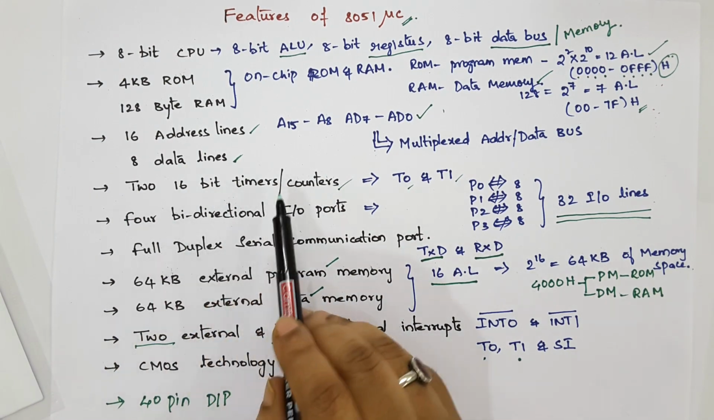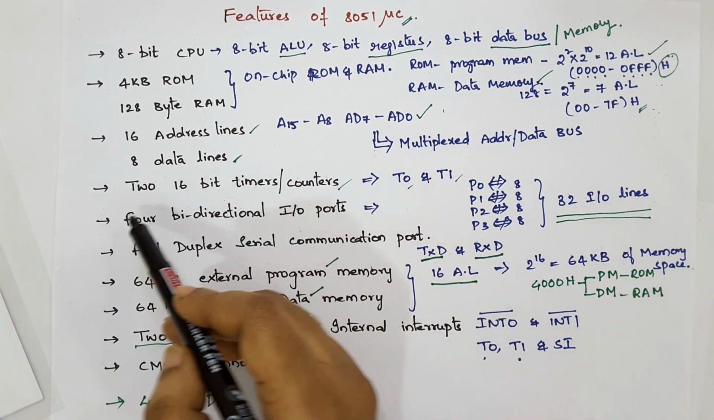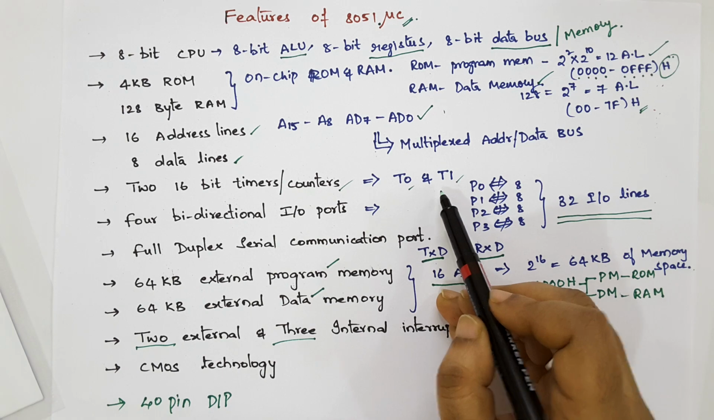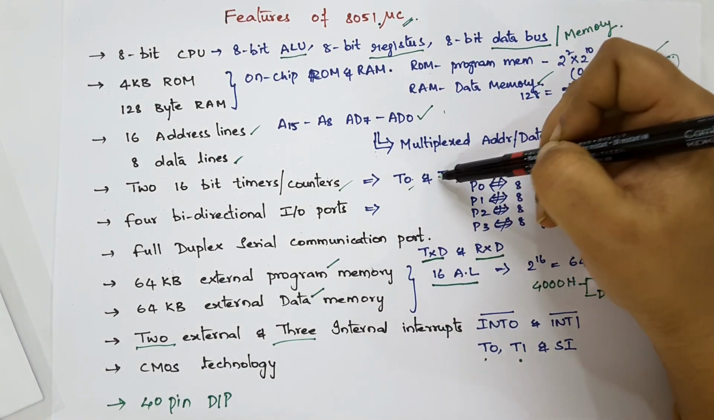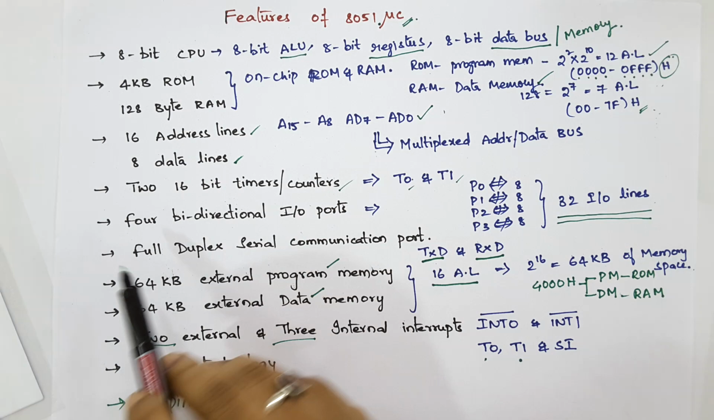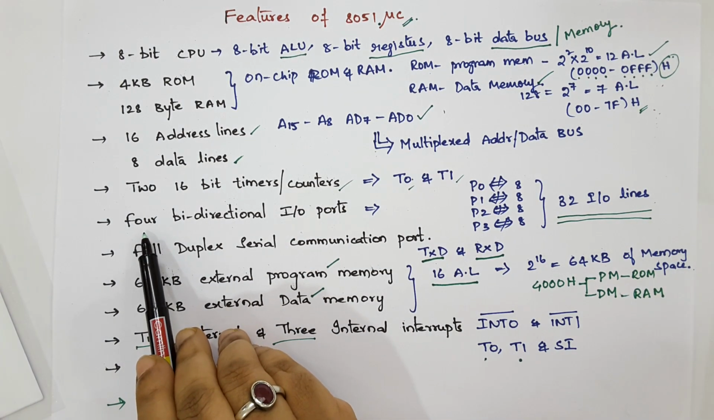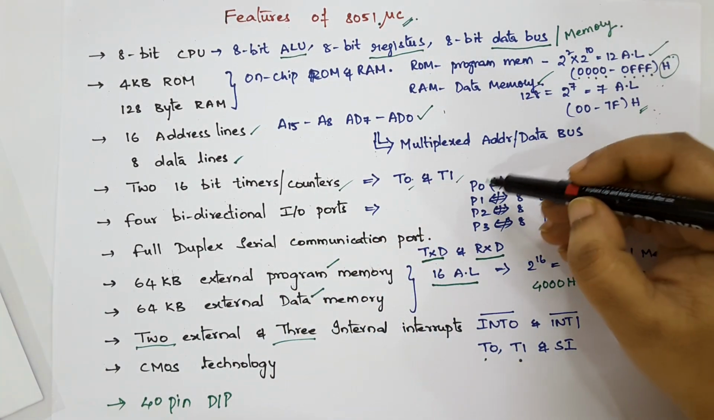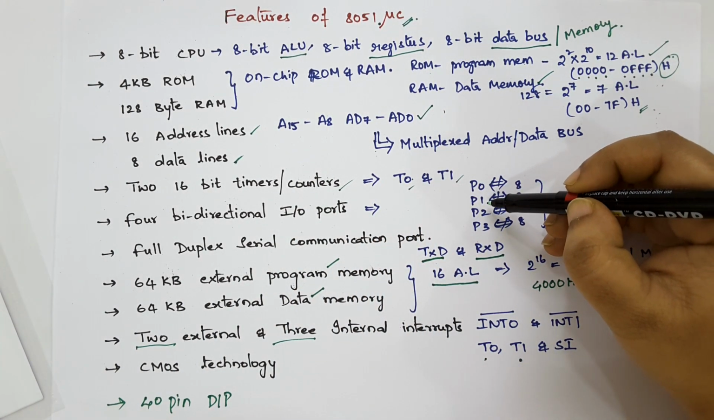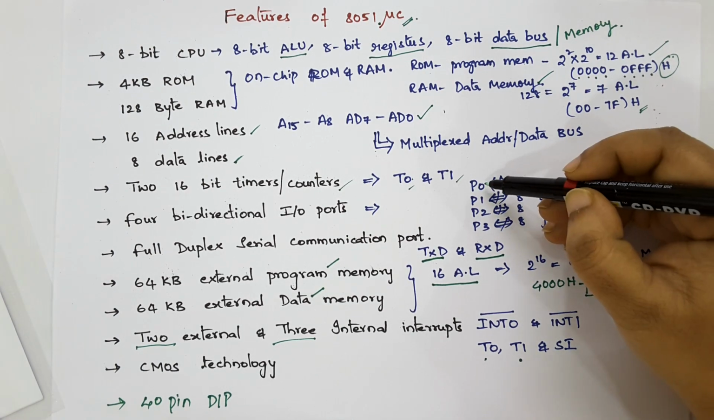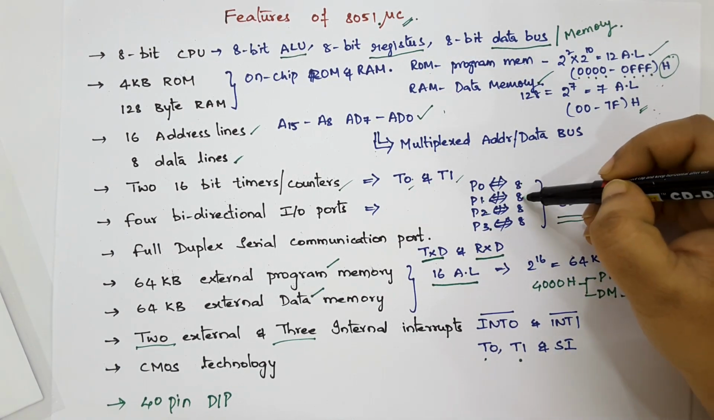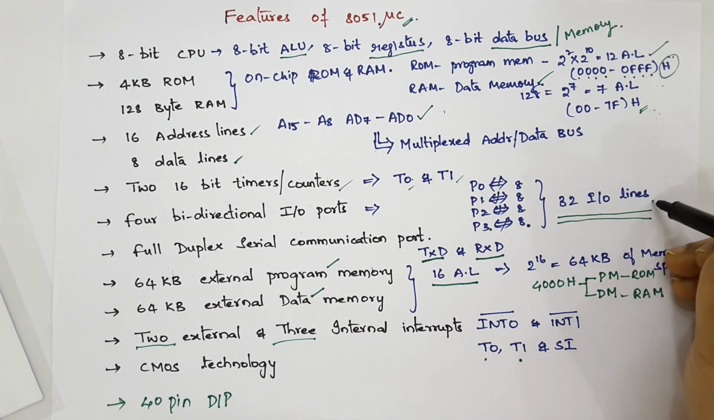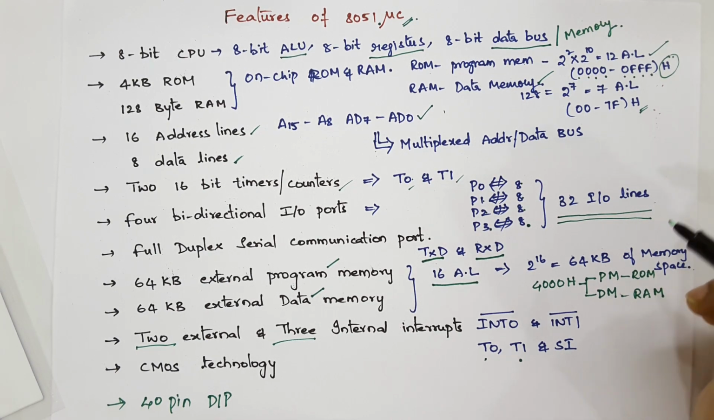2 16-bit timers/counters. So this is a very important section of your 8051, having the on-chip timers. They are named as T0 and T1. And 8051 microcontroller has 4 bidirectional I/O ports, which are named as P0, P1, P2, P3. All the 4 ports are 8-bit each. So 4 into 8, total 32 input-output lines are available for us.